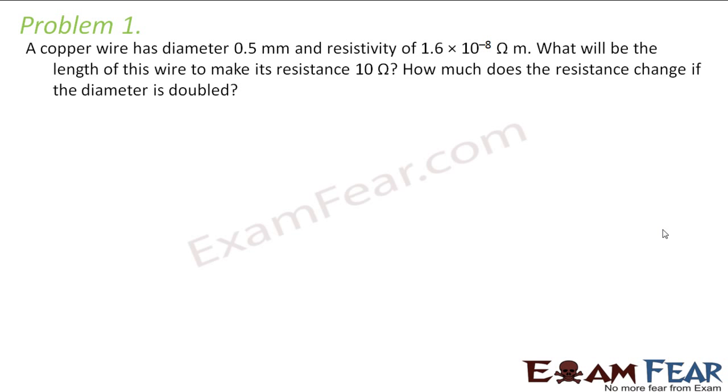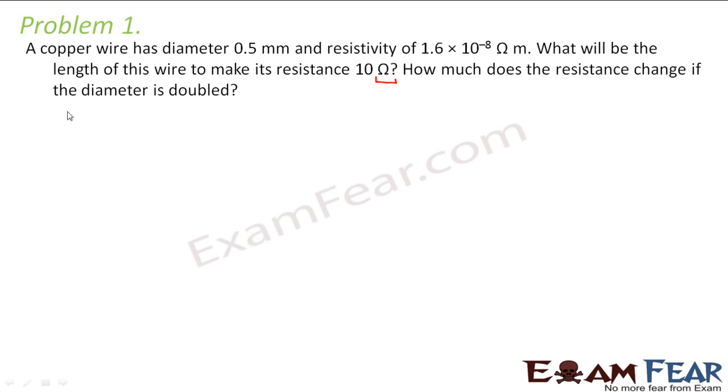So here comes problem number 1. It says a copper wire has a diameter of 0.5 millimeters and resistivity of 1.6 into 10 to the power minus 8 ohm meter. What will be the length of this wire to make its resistance 10 ohms? Okay, another thing which I missed to mention is what is the unit to measure resistance? The SI unit to measure resistance is ohm, which is denoted by this symbol. This is the symbol to denote ohms.